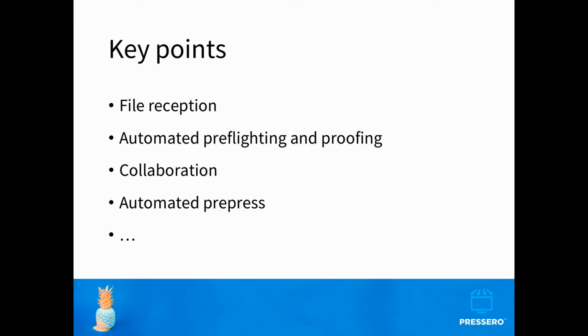Now, the key points in the system would be the file reception. File reception is improved because you can use various file formats, you can use various ways of getting a file. You could input files manually, you could use APIs to input files from different locations, you can use your MIS system, you can use XML data to get your files. So there's a lot of ways to get files into the system, amongst which several automated ways to do that.